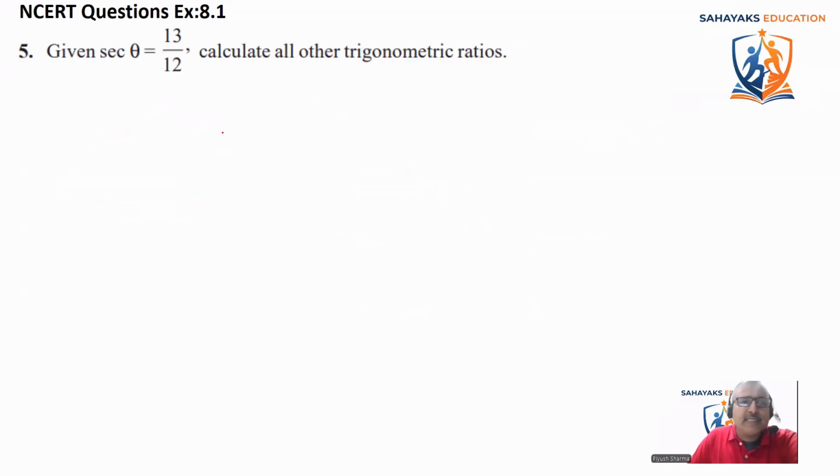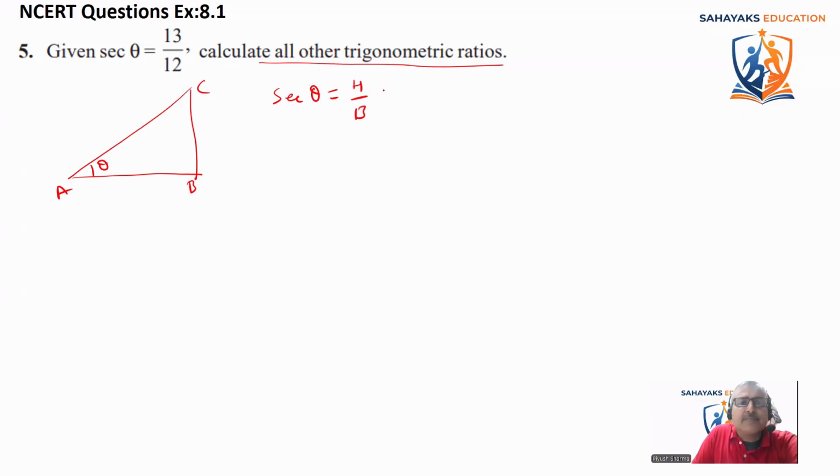Okay, the next question: sec theta is equal to 13/12. Calculate all the trigonometric ratios. Another question. We'll again make a triangle. I'll make this angle as theta, and this triangle is ABC. So if I say sec theta, what is sec theta? Sec theta is equal to hypotenuse by base, and that is equal to 13/12. So I can consider hypotenuse as 13K and base as 12K.